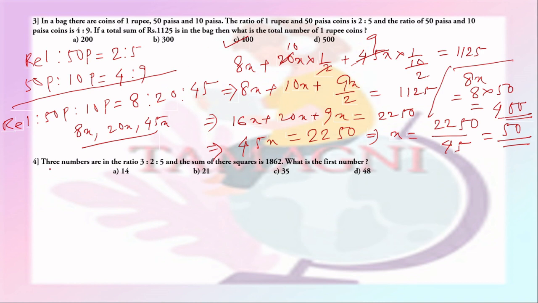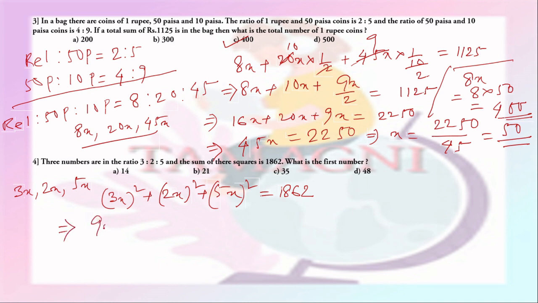Question number 4. Three numbers are in the ratio 3 is to 2 is to 5 and the sum of their squares is 1862. What is the first number? If we assume the numbers as 3x, 2x and 5x, then we can write 3x whole square plus 2x whole square plus 5x whole square will be equal to 1862.